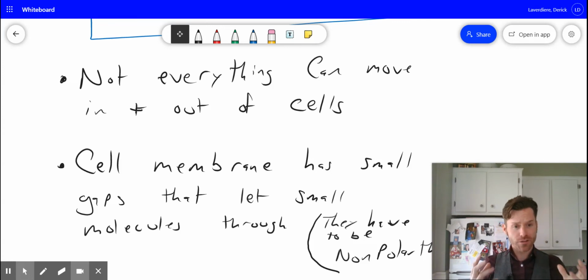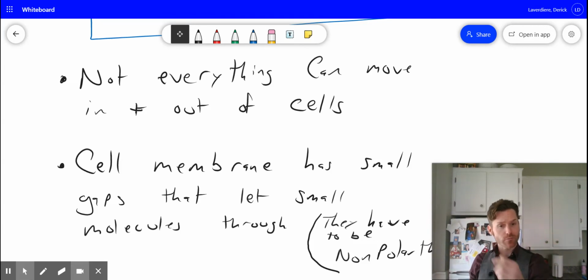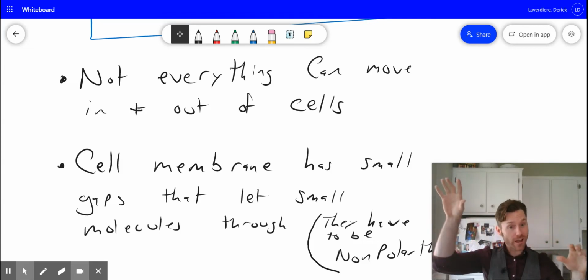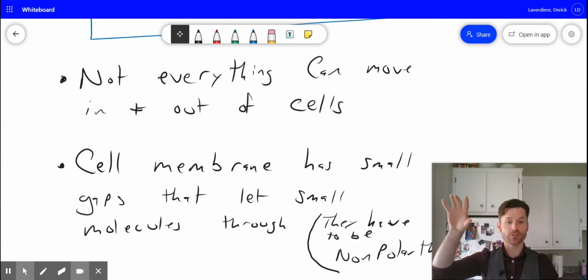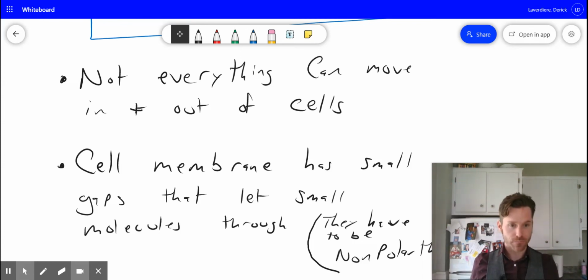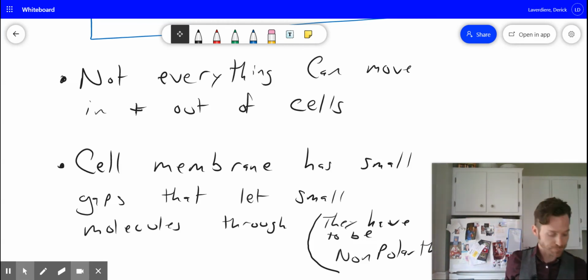Molecules that are small enough to fit into these gaps can just move along with the concentration gradient, right, through diffusion. So if you have this tiny little molecule and it can just go straight through the membrane, it's going to go from the high concentration to the low concentration all the time. That's the only option it has. It will always follow diffusion if it's small enough to go through the membrane.